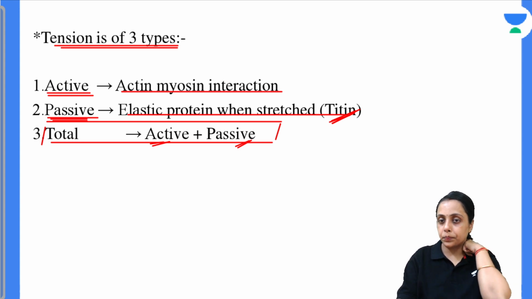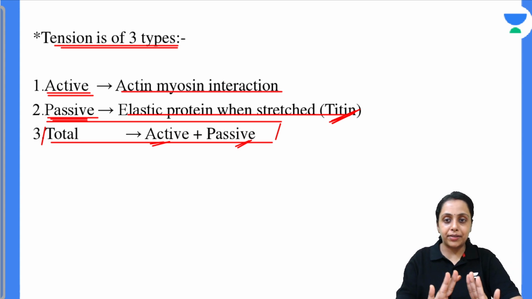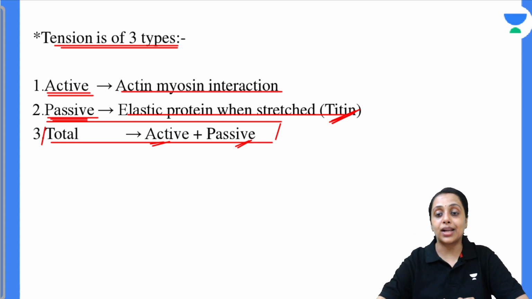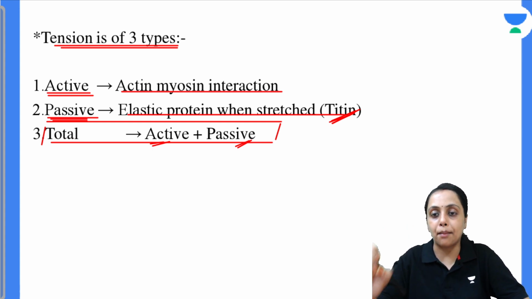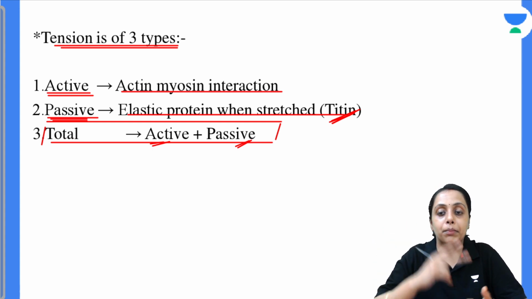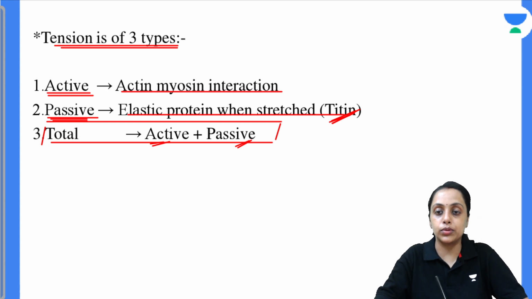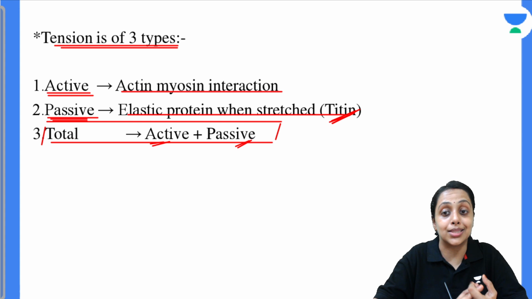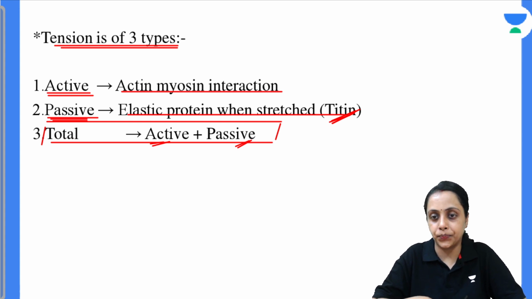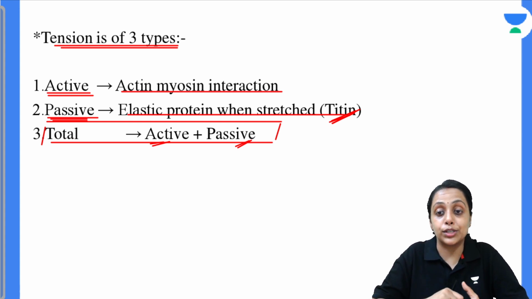Everybody, is this clear? What do you mean by this active tension? How is the active tension maximum? Active tension is always maximum when the sarcomere length is 2 micrometer. At that point, what happened? The interaction is optimal, plus there is proper room to stretch. So that's why active tension is a maximum when the sarcomere length is 2 micrometer. Okay, so this 2 micrometer is also known as resting length.